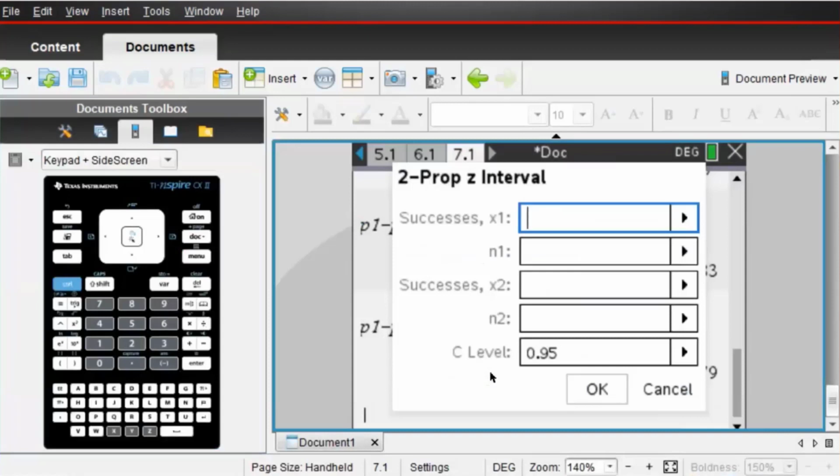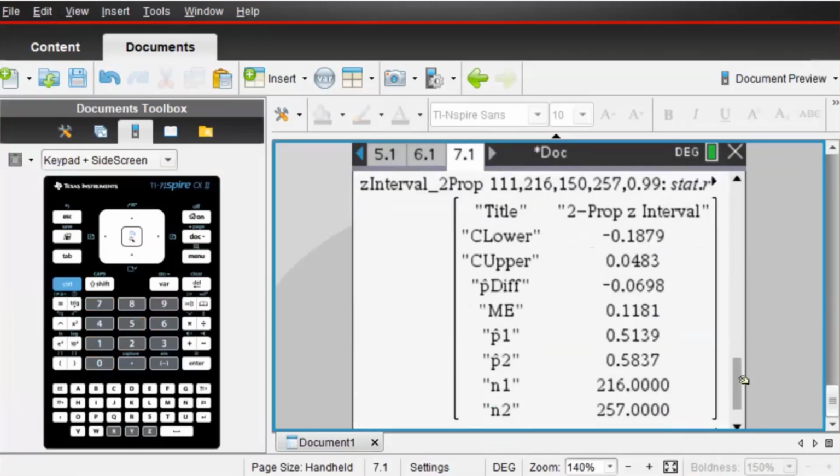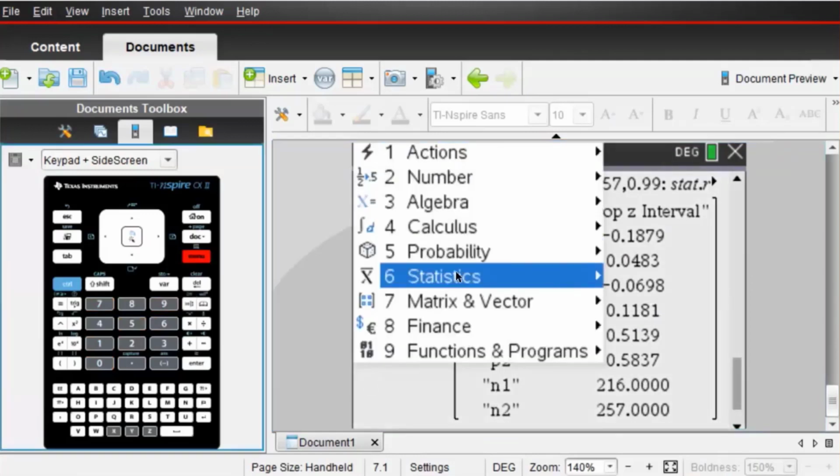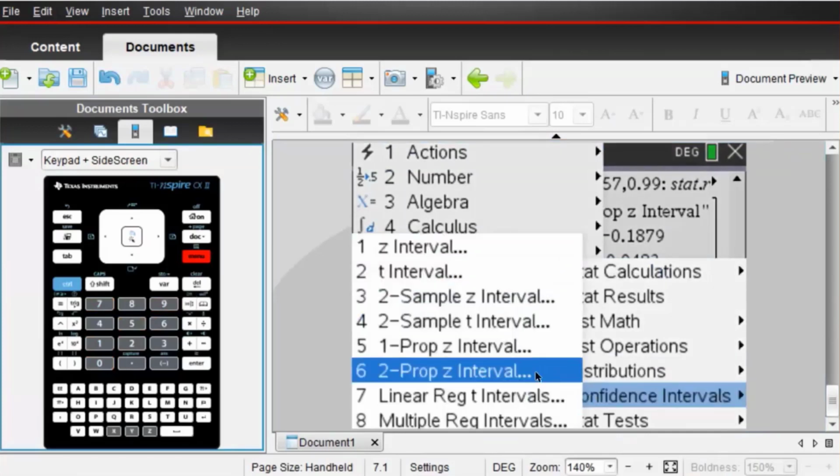For the 2 proportion Z interval, what was X1? It was 111 and N1 was 216. Tabbing to the next field was 150, 257. The confidence level was 0.99. And sure enough, that gives me all the values that we just worked out in that confidence interval. That was for T. Let's go through that again and go through statistics, confidence intervals. This is a 2 proportion Z interval.